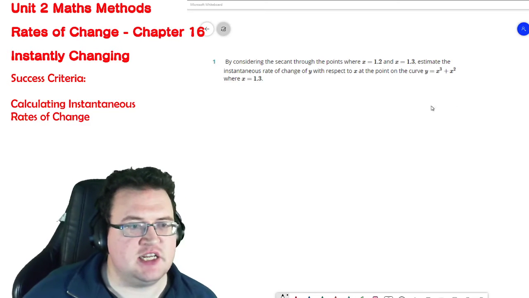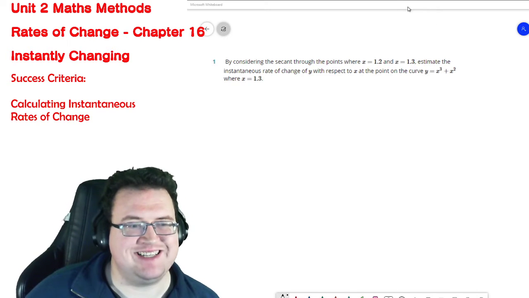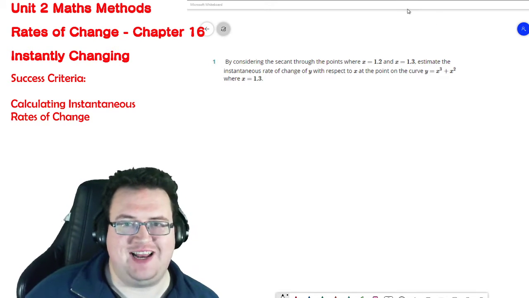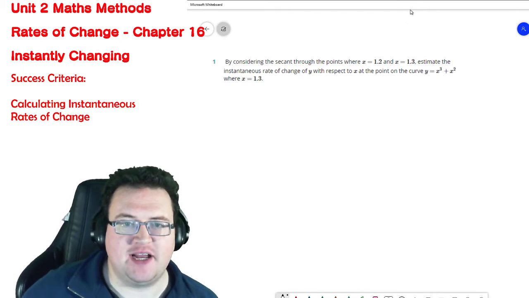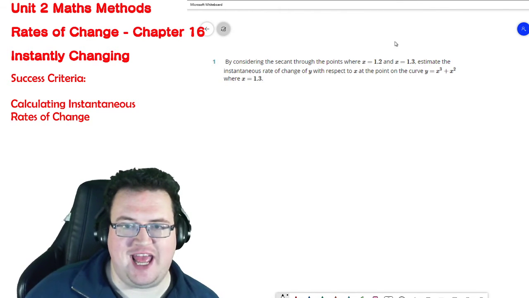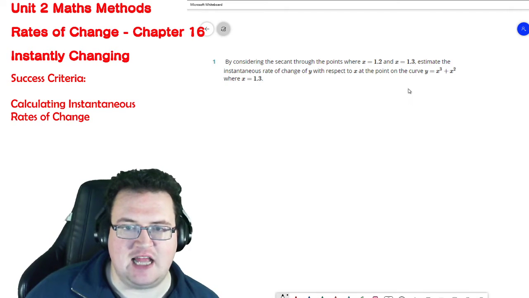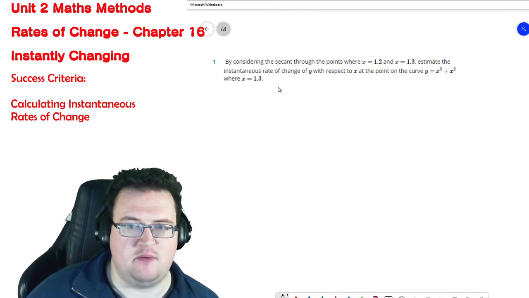So this is an example of one of the questions that you get asked in 16D, which is about instantaneous rate of change. By considering the secant through the points where x equals 1.2 and x equals 1.3, estimate the instantaneous rate of change of y with respect to x at the point on the curve where x equals 1.3, and there is my equation.